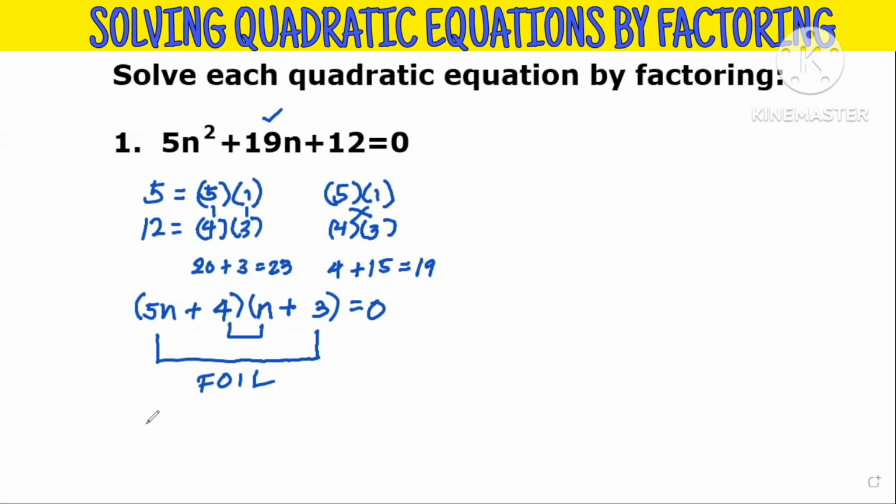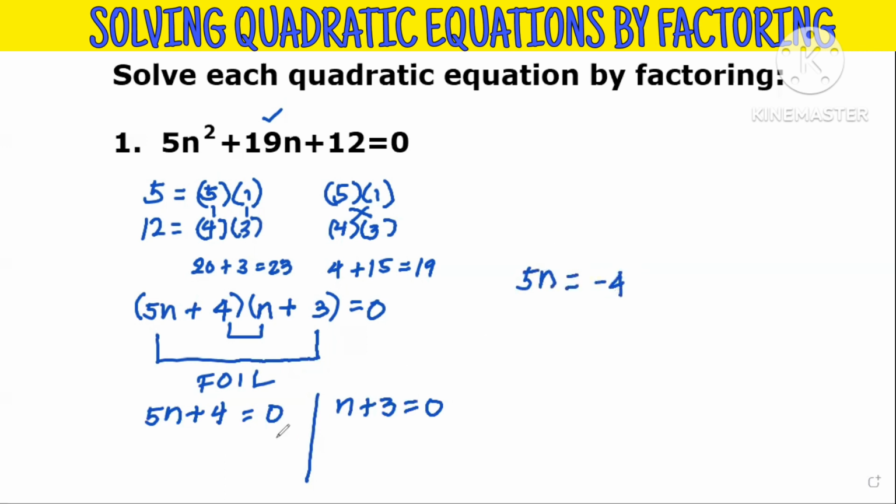So now, what's the next step? The next step is to apply the zero product property. 5n plus 4 is equal to 0, or n plus 3 is equal to 0. So if 5n plus 4 equals 0, then 5n is equal to negative 4.